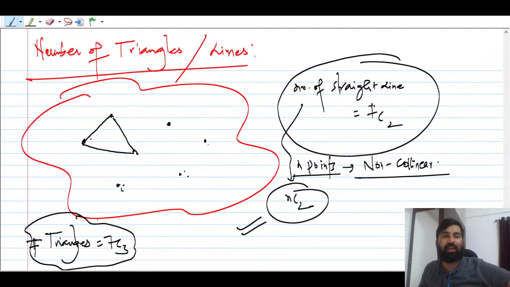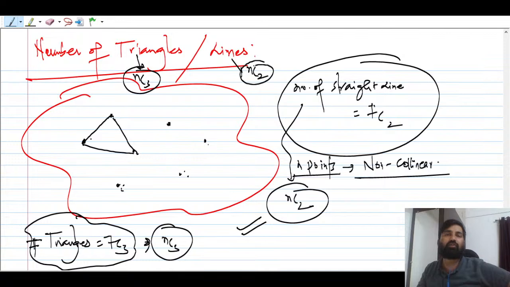And suppose there are n number of points, then what formula is formed? NC3, right? So remember the formula, NC3 for this and NC2 for this. Okay, understood? When n is what? n is the number of non-collinear points. Okay, so the number of straight lines you can find, the number of triangles you can find easily, right?